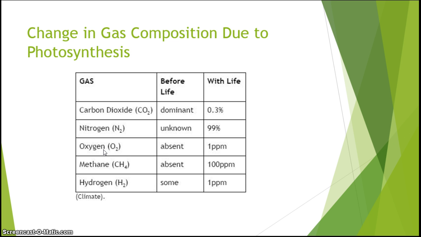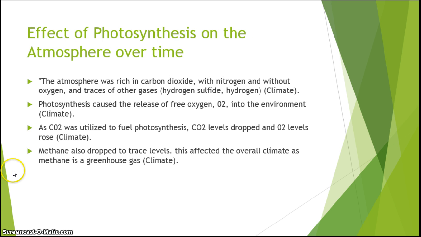Change in gas composition due to photosynthesis. This chart details the change in gas composition of the atmosphere before life and with the addition of life. CO2, the dominant gas before, became almost non-existent after. Also, oxygen, methane, and hydrogen were introduced greatly into the atmosphere.